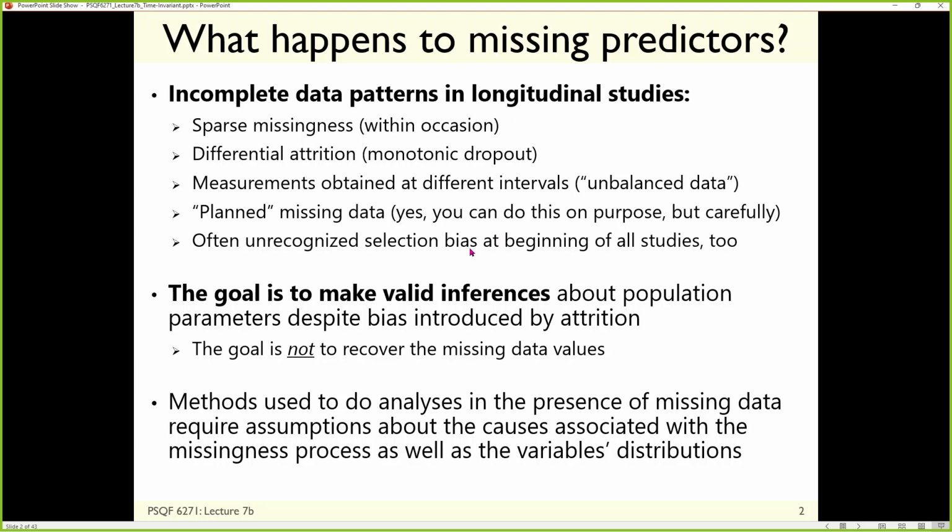And the other piece of it that I think is often unrecognized because it's implicit is there's selection bias at the beginning of research studies as well. So this is very prominent to me coming from the world of cognitive aging. If you think about studies that sample older adults, do you think the people who start the study at, say, age 65 are a random subsample of all the people who could have become 65? No, decidedly not.